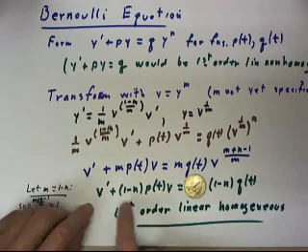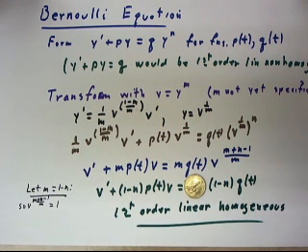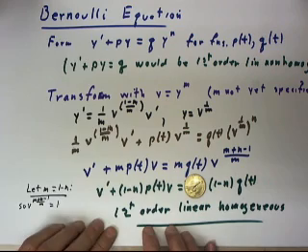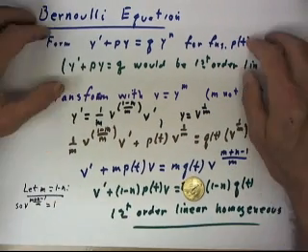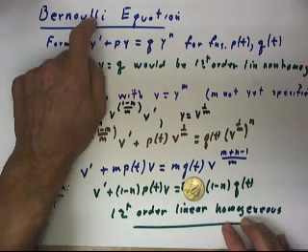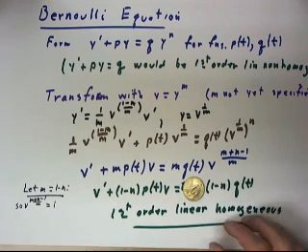Now there's no point in going further with the symbolic solution. We'll simply look at a couple of examples and see how this works out in practice. But this is the general process we'll use to solve a Bernoulli equation, an equation of this form.